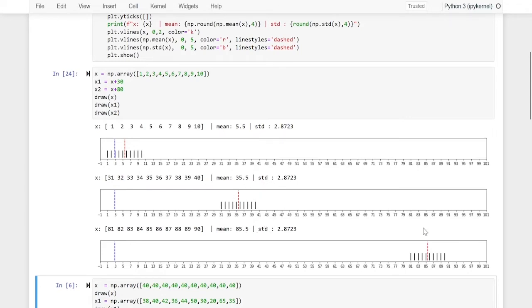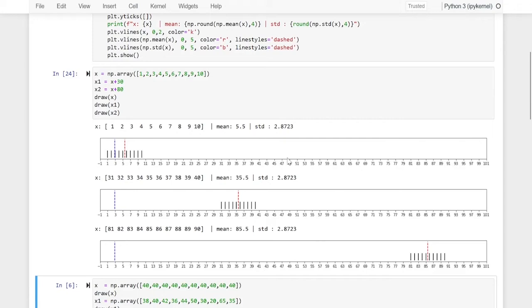What is here and here? There is only a jump of 1. So the distance between 1 and 2 is equivalent to the distance between 31 and 32 and 81 and 82, and so on and so forth, right? Hence, standard deviation will not go away from here. It will be here only. That is 2.8723.